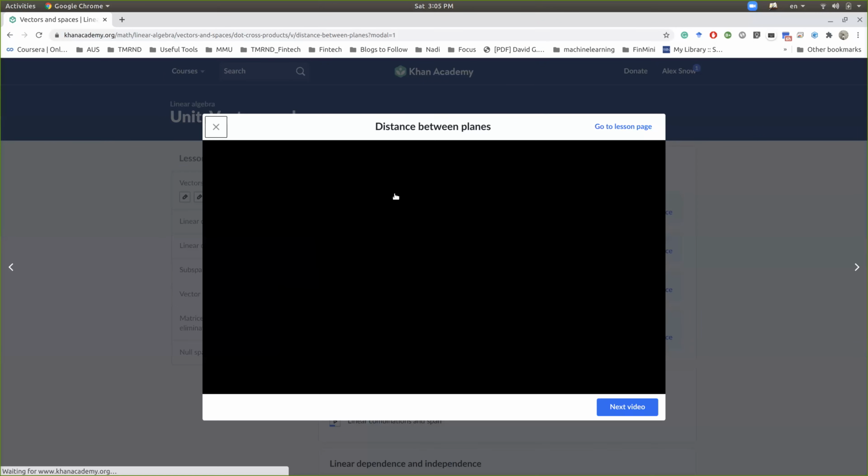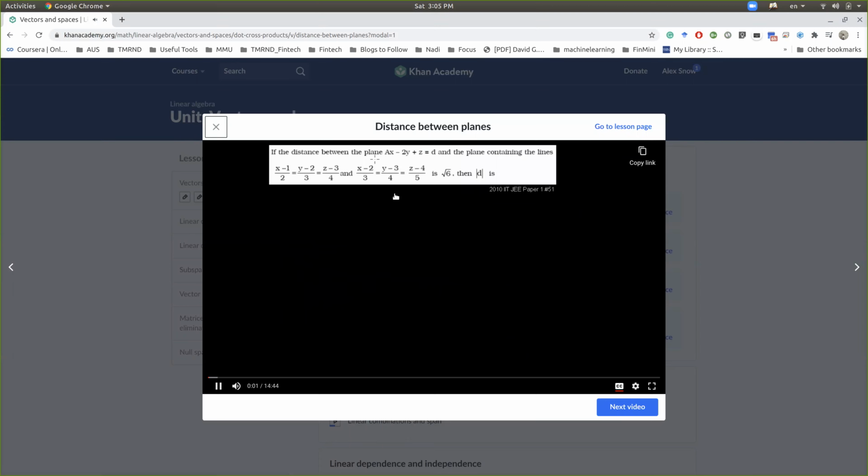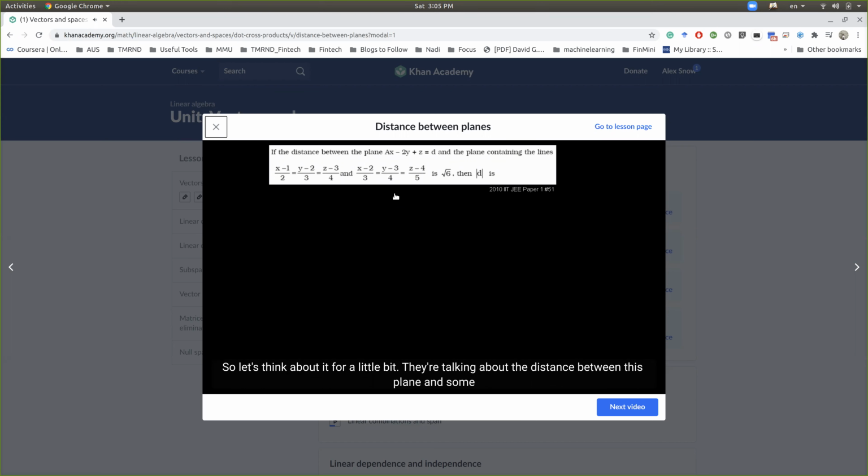So let's see, distance between planes. If the distance between the plane ax minus 2y plus z equals d and the plane containing the lines, and they give us two lines here in 3 dimensions, if that distance is square root of 6, then the absolute value of d is. So let's think about it a little bit. They're talking about the distance between this plane and some plane that contains these two lines.